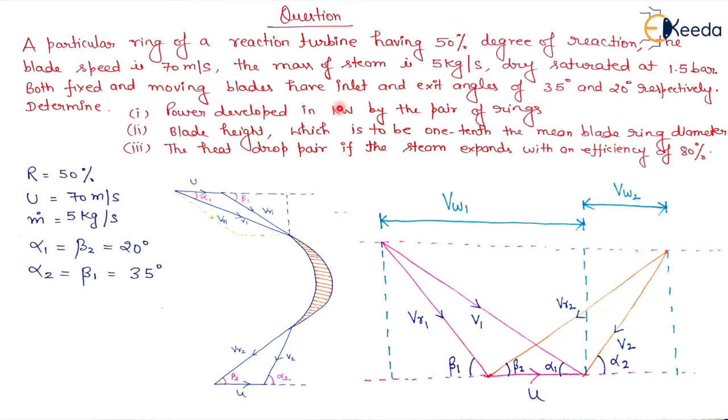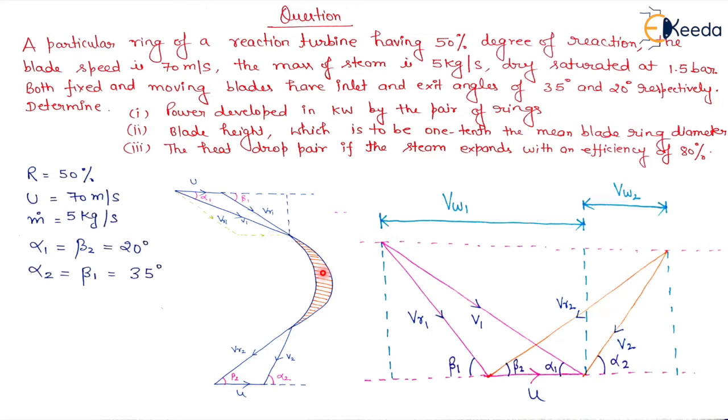This is the inlet. Inlet for the blade and inlet for the nozzle is 35 degree. For this blade, what is the inlet angle? Inlet angle is beta 1. So beta 1 is 35 degree.